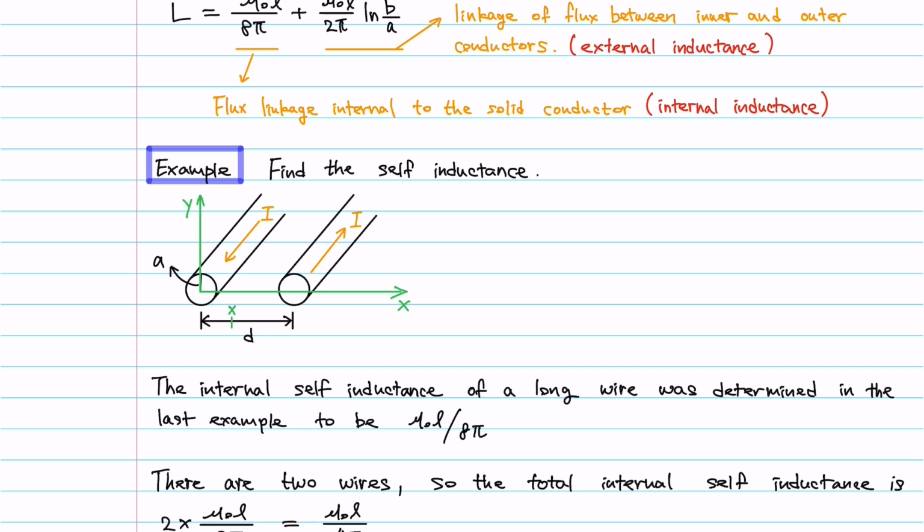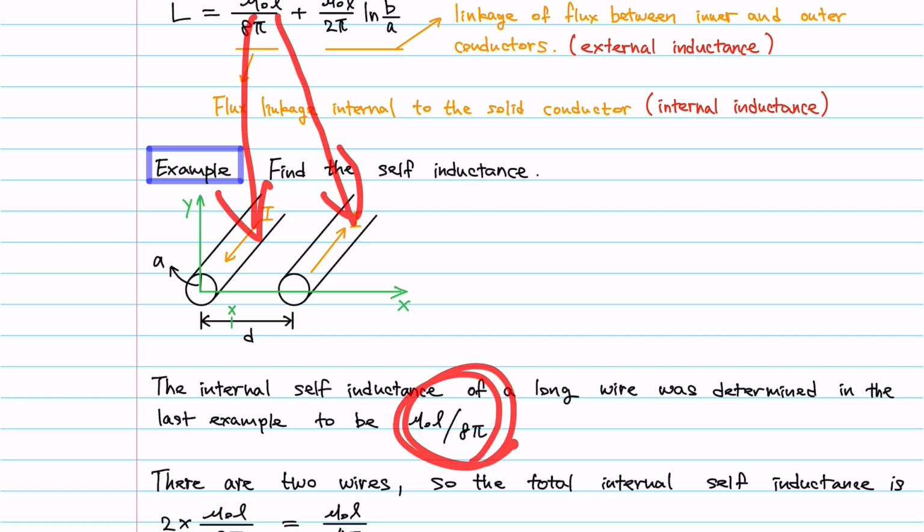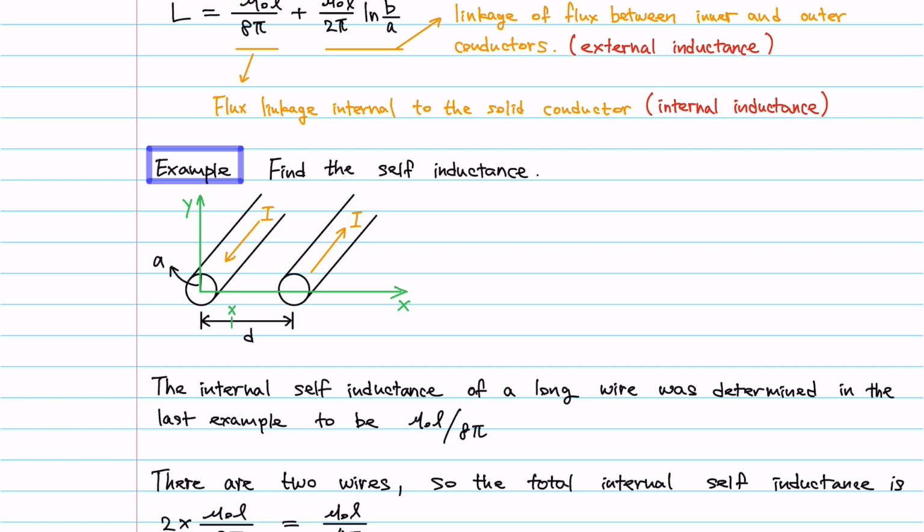The internal self-inductance of a long wire was determined in the last example. In that example, we derived that the internal inductance of a bare conductor is mu naught L over 8 pi, so that applies to these conductors. We need to leverage that, and there are two wires, so the total internal self-inductance is times 2. So this times 2 is mu naught L over 4 pi, because there are two conductors.